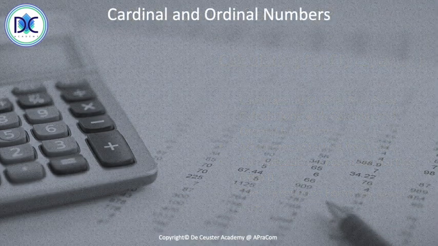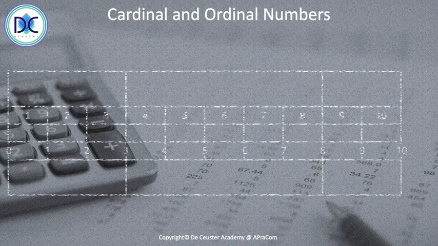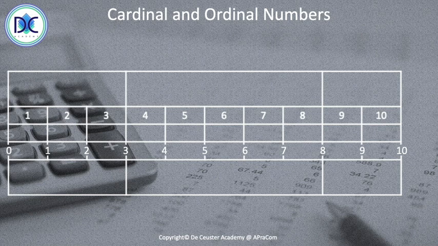So let's first have a quick look at cardinal and ordinal numbers. Just imagine here we have a timeline, and on the bottom timeline we have cardinal numbers. So we have the coordinates on the line 0, 1, 2, and so on. In the top line we see the ordinal numbers. So between 0 and 1 we have the first day. Between 1 and 2 is the second day, and so on.